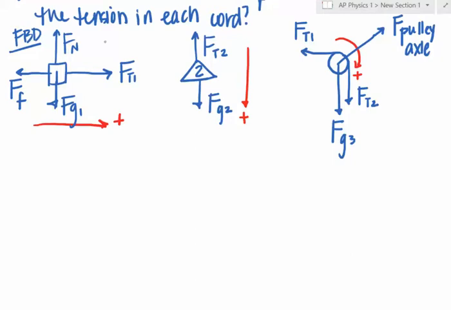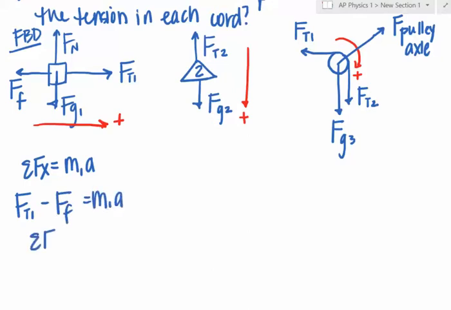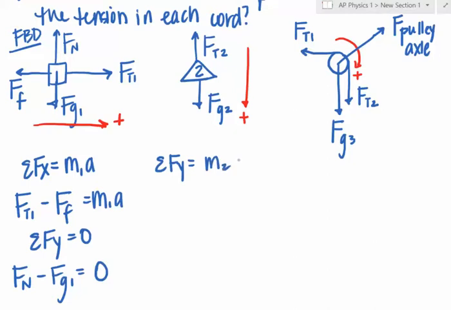Okay, so let's sum our forces. So when I sum the forces in the x direction on the guy sitting on the table, just like first semester, M1A, that is FT1 minus F friction is equal to M1A. When I sum the forces in the y direction on it, they would be balanced. That's our old friend, the normal force, minus the weight force on it, and they're balanced. Sum the forces on the hanging mass over here, M2A. FG2 is down, FT2 is up, and that would equal M2A, just like before.